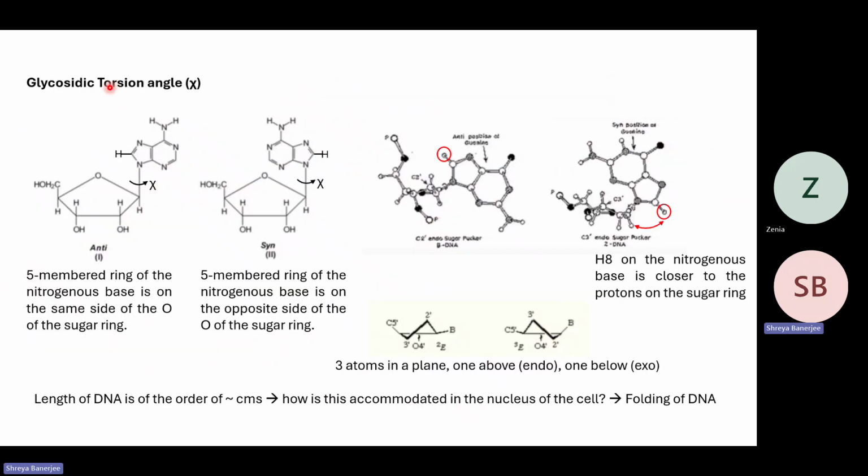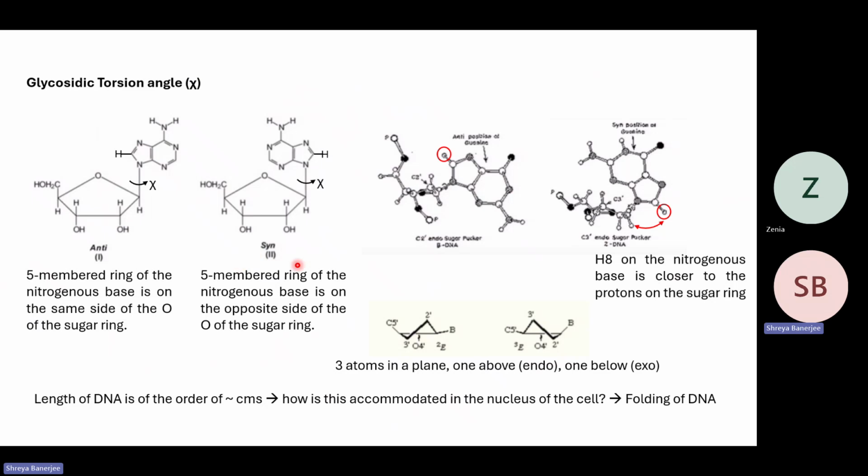So one parameter is the glycosidic torsional angle chi. We have already talked about chi earlier, where chi is the rotation between this carbon of the pentose sugar and the nitrogenous base which is connected to it. So there can be two major conformations of chi. One where the 5-membered ring of the nitrogenous base is on the same side as the oxygen of the sugar ring. Then it is called the anti-conformation.